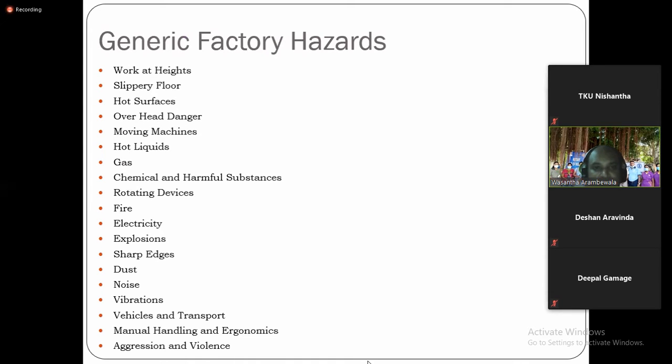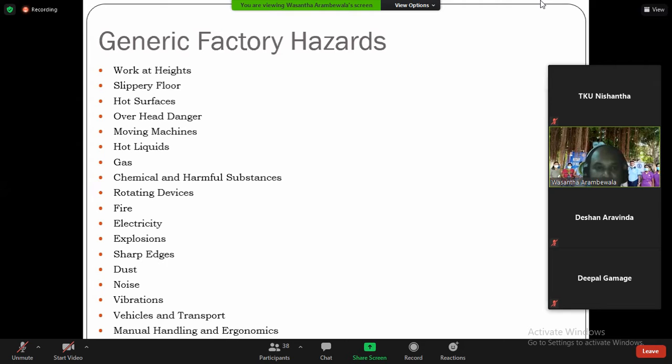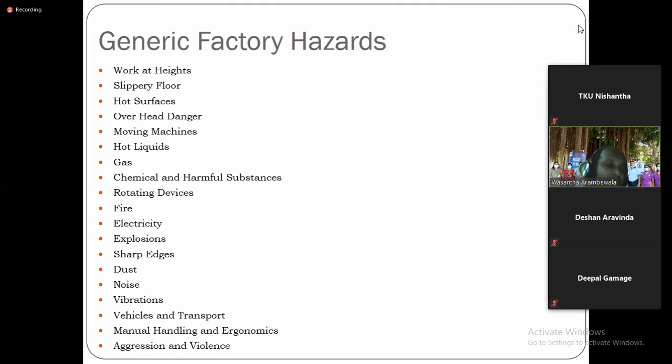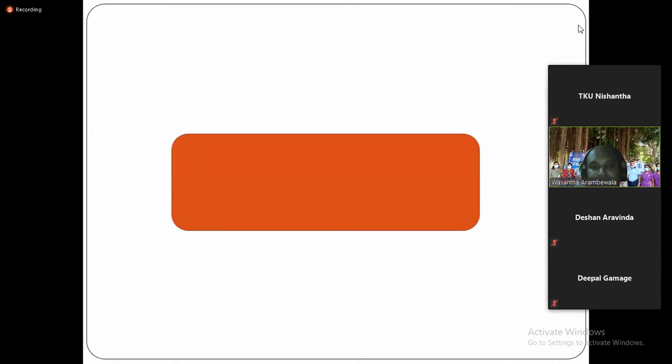Generic factory hazards we learned, right? Slippery floors, hot surface, overhead danger, moving machine, hot liquid, gas or chemical, rotating device, fire, electricity, explosion, sharp edges, dust, noise, vibration, vehicle and transport, manual handling and ergonomics, aggression and violence. Under vehicle and transport, you can consider moving vehicles, reversing vehicles or forklift hazards.